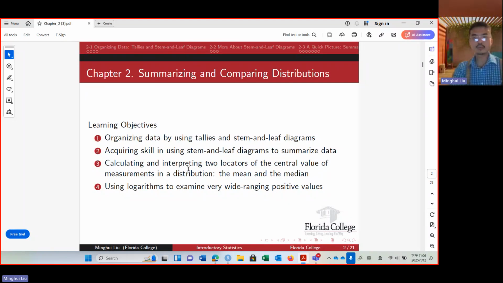And then we'll learn two locators of the central value, to talk about the median, and we'll also introduce the mean. And then we'll discuss how to use logarithms to examine some very wide-ranging positive values.